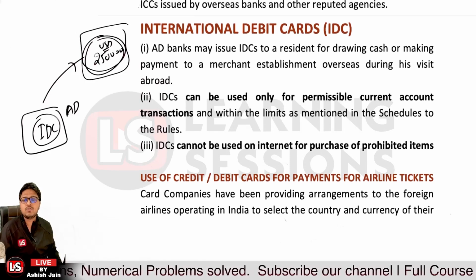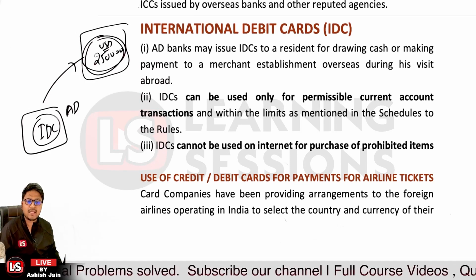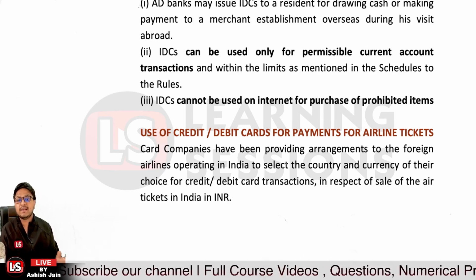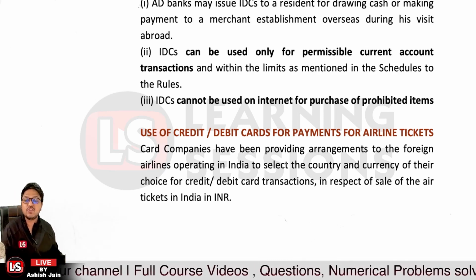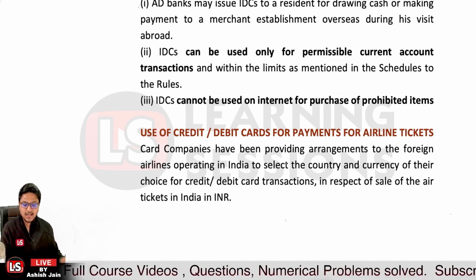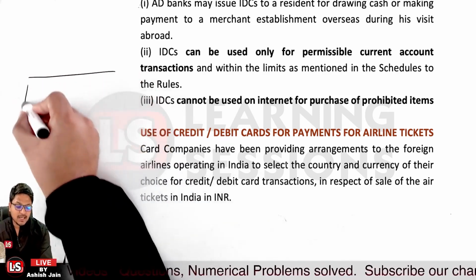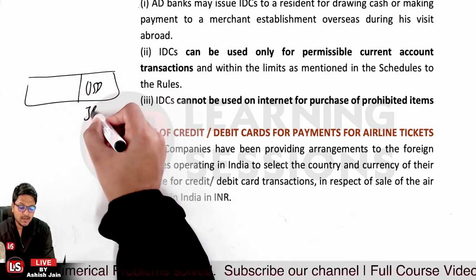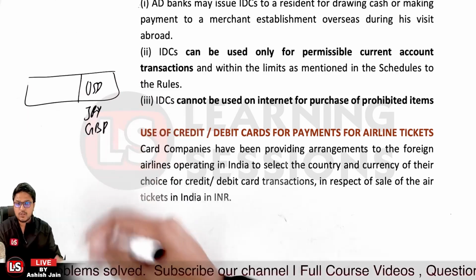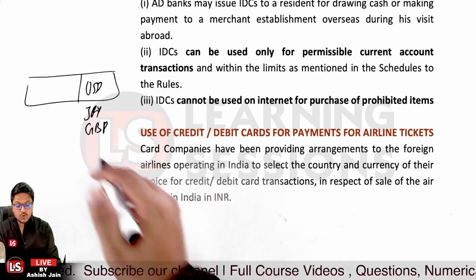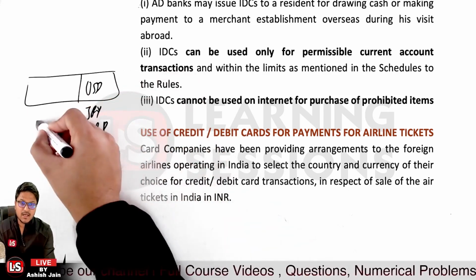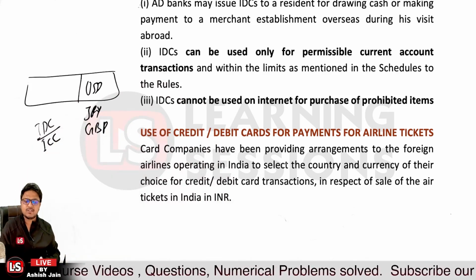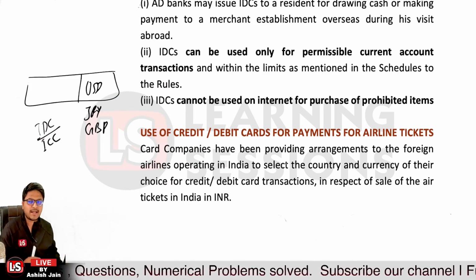Okay, then it's related to the use of credit or debit cards for payment for airline tickets. Now, many of the card companies have been providing arrangements in the foreign airlines operating in India to select the country and the currency of their choice for credit and debit card transactions. Like you must have visited some website which allows you to make payment in USD, JPY, or GBP. So it's up to you in which currency you want to make the payment. You select the currency and make the payment using the IDC or ICC of your choice, and the arrangement is quite simple. There's nothing new in that, but it's just a point to be noted that it can also be done.